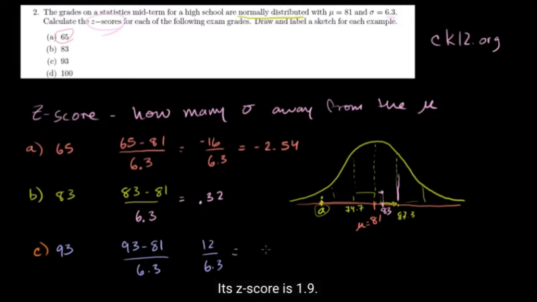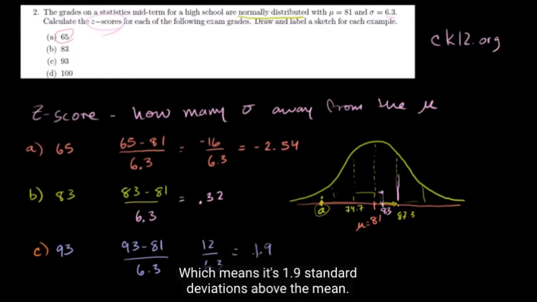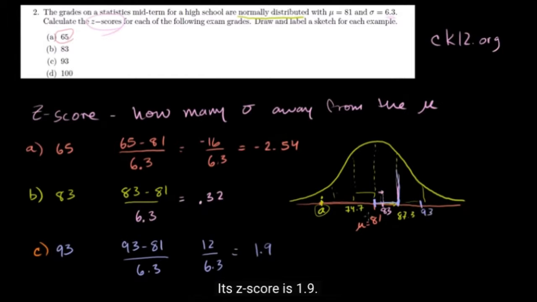Its z-score is 1.9, which means it's 1.9 standard deviations above the mean. So the mean's 81. We go one whole standard deviation, and then 0.9 standard deviations, and that's where a score of 93 would lie right there. Z-score is 1.9. All that means is 1.9 standard deviations above. Let's do the last one. Do it in magenta. Part D. Score of 100.